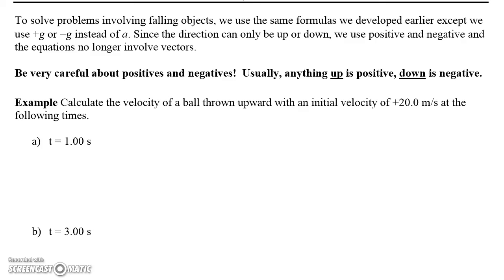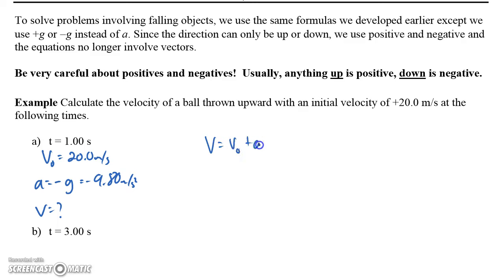So you've got a ball thrown upward with an initial velocity of 20 meters per second, and we're calculating the final velocity at these 2 separate times. So v naught equals 20.0 meters per second. Up is positive, so a is negative g, which is negative 9.80 meters per second squared. And we're looking for v. Now, our simplest equation that has these 4 variables would be v equals v naught plus at.